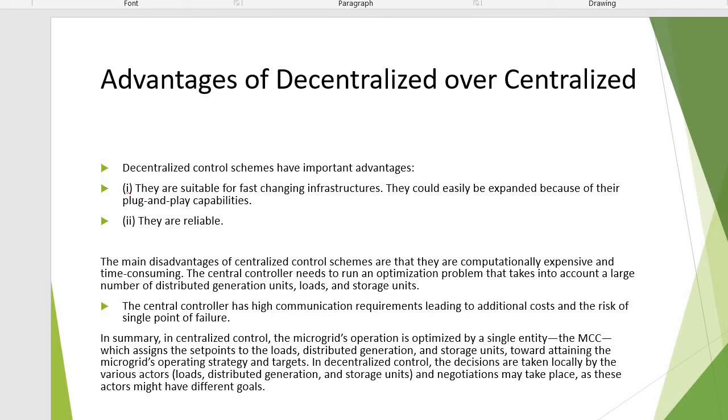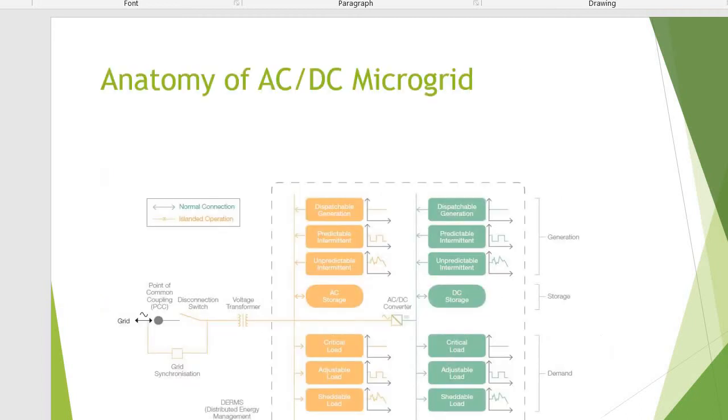That is, we have control systems which assign the set points to the loads, distributed generation, and storage units towards attaining the microgrid's operating strategy and targets. In decentralized mode, the decisions are taken locally by the various actors, like we have loads, we have distributed generation, we have storage units, etc.